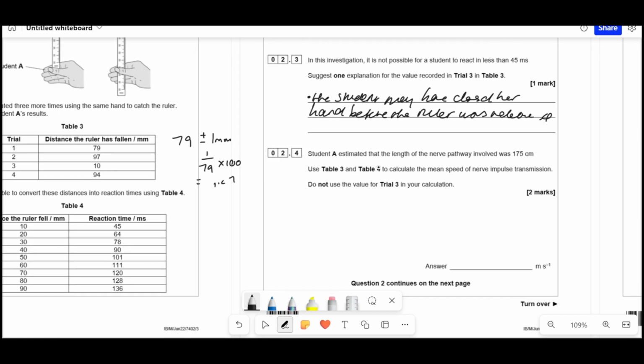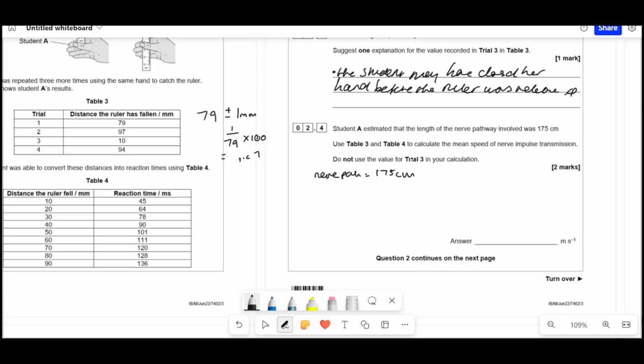Student A estimated that the length of the nerve pathway involved is 175 centimeters. Use tables 3 and 4 to calculate the mean speed of nerve impulse transmission, and do not use the value for trial 3. So if we look at the average distance fallen, that's 79 plus 97 plus 94 all divided by 3, which gives you 90 millimeters.